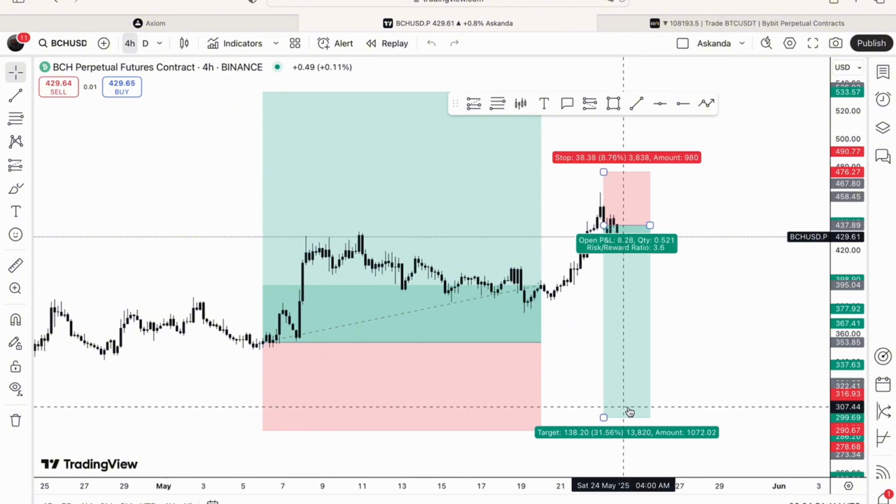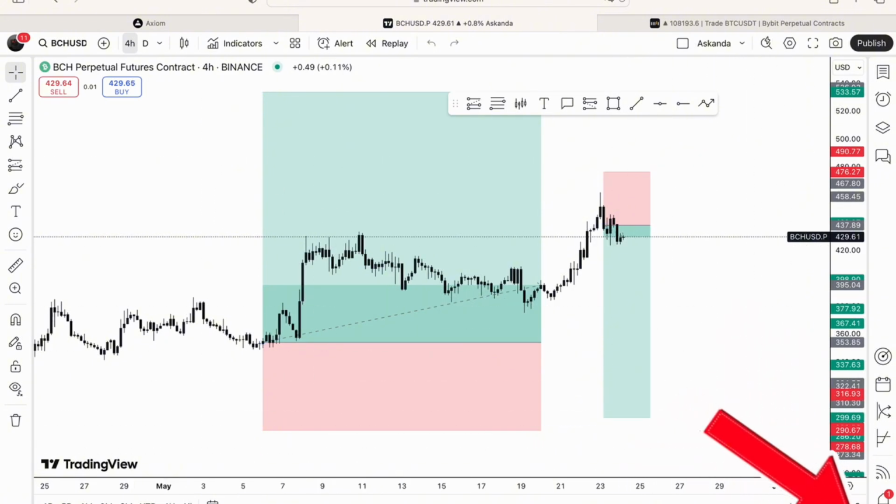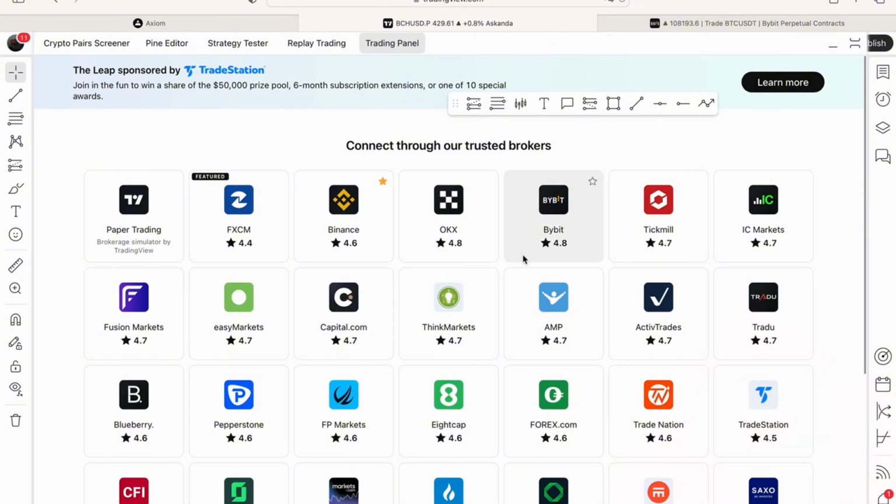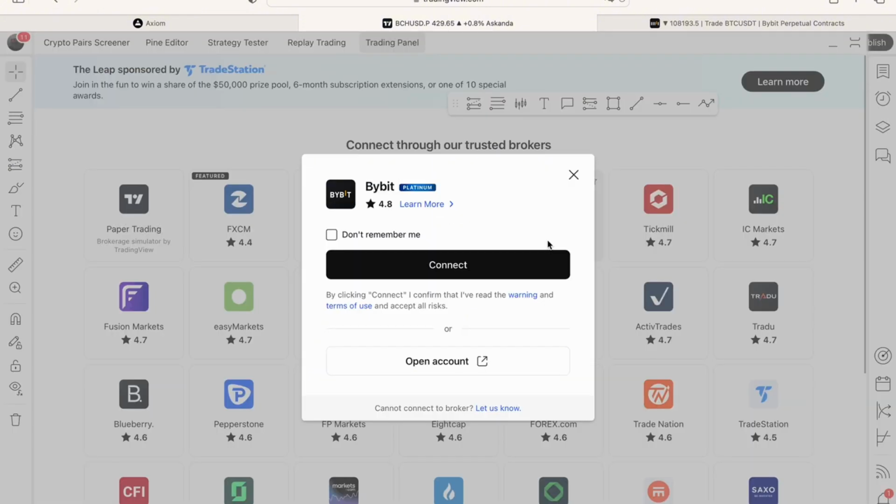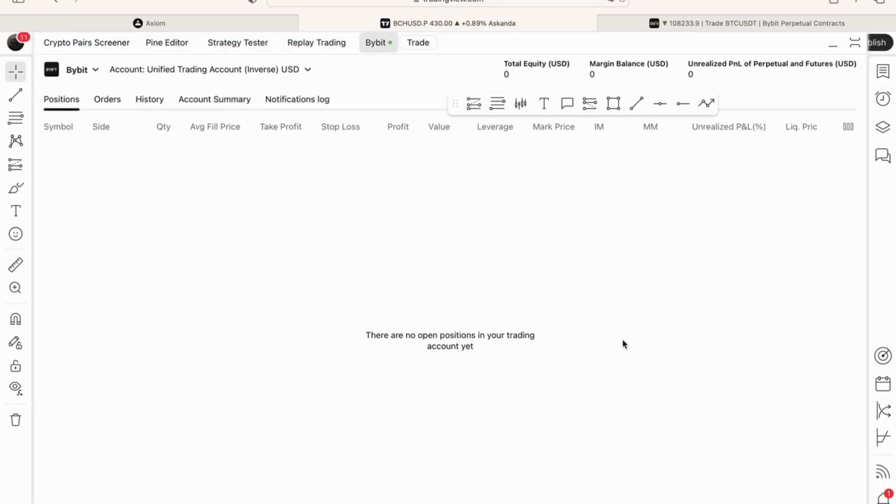So for me to actually take this trade, I'll click on the maximize panel down below. I don't know if you can see it at the right hand side where my mouse cursor is. So if I click here, these are all exchanges and brokers, but because we are trading crypto only, we are going to select either Bybit, OKX, or Binance. I am going to take the trade on Bybit, so I'll just click on Bybit. Now when I click on Bybit, I'll click on connect my Bybit account to my TradingView account.